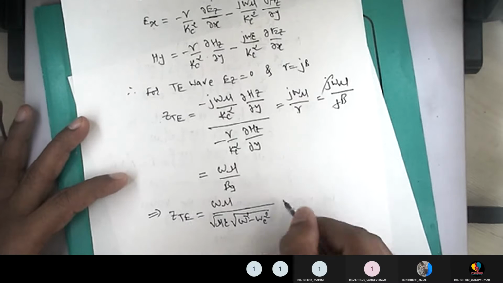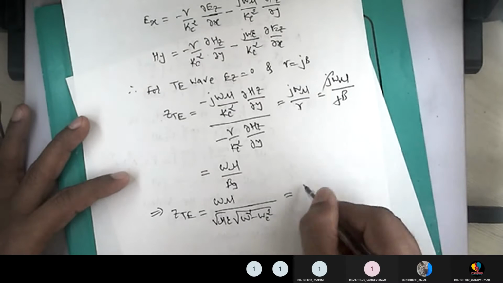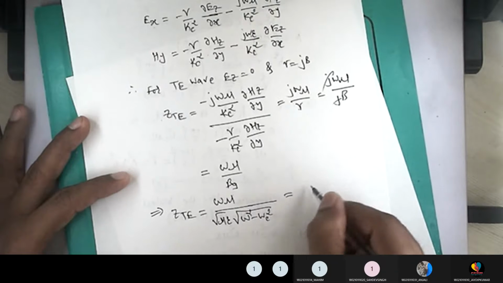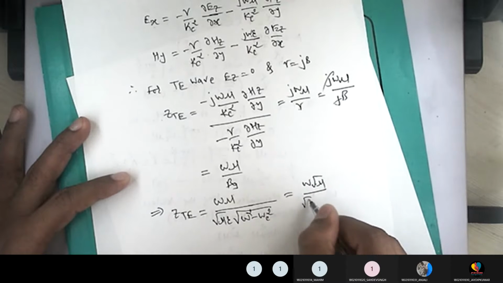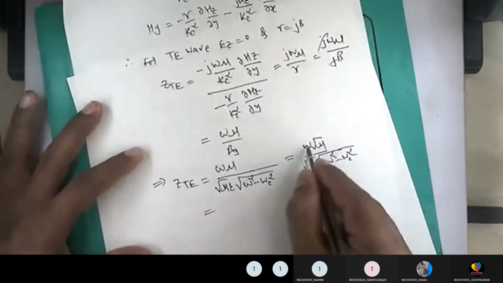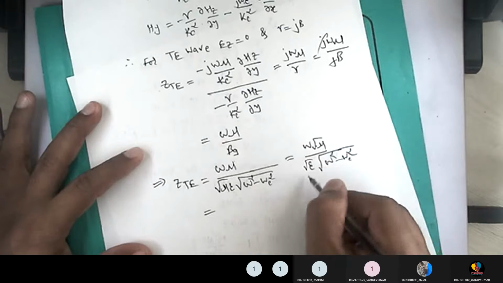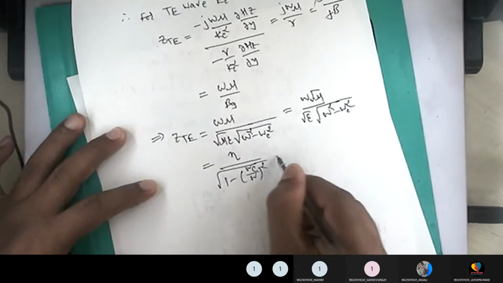Now if I use these expressions and simplify, this term mu, I can take the omega into the denominator's inner part, so it becomes the square root of mu by the square root of epsilon, and then omega square minus omega c square. If I simplify these expressions, I will get this way: the square root of mu by epsilon is nothing but our intrinsic impedance, and this will become 1 minus omega c by omega, all squared.